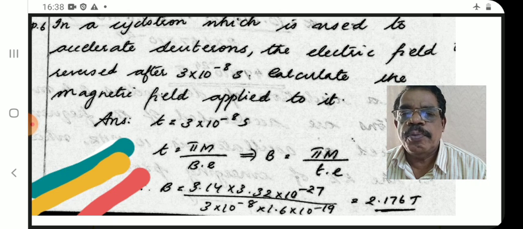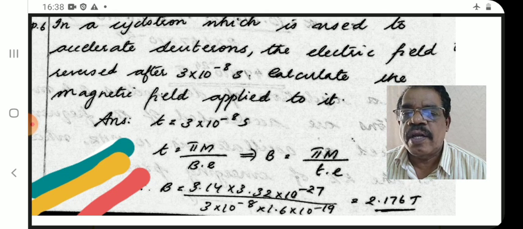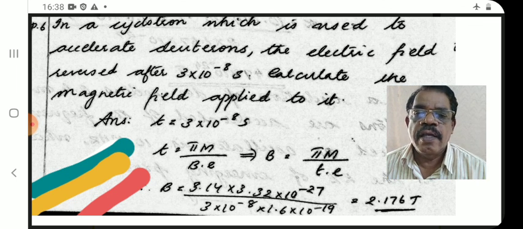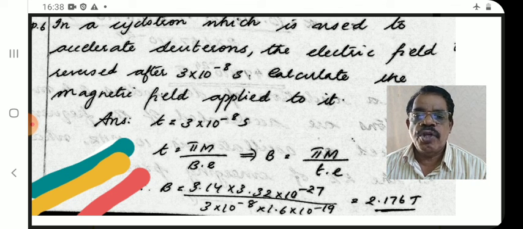B is equal to, putting in the values, 3.14 into 3.32 into 10 raised to minus 27 by 3 into 10 raised to minus 8 into 1.6 into 10 raised to minus 19. That is equal to 2.176 Tesla, which is the answer.